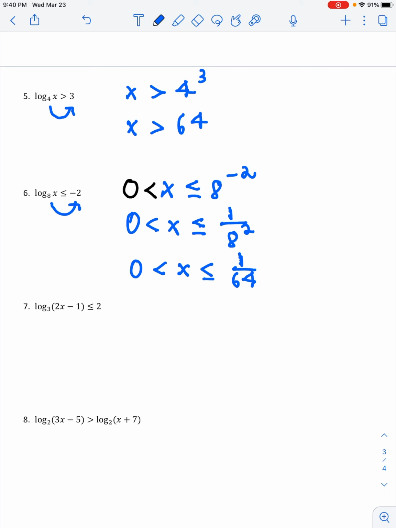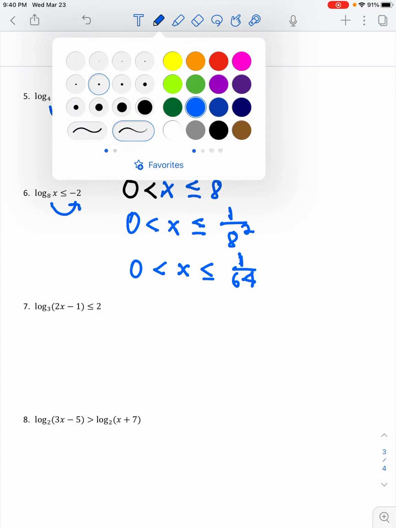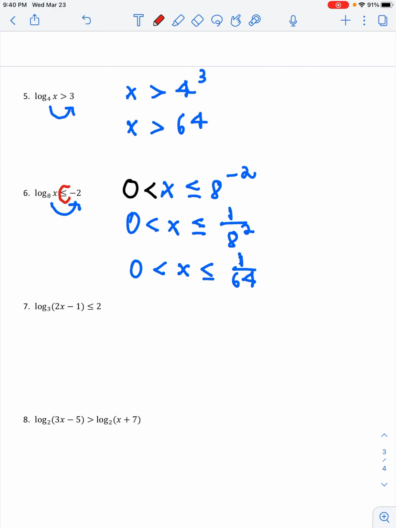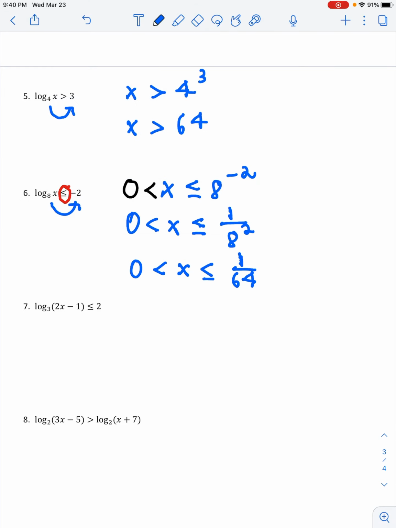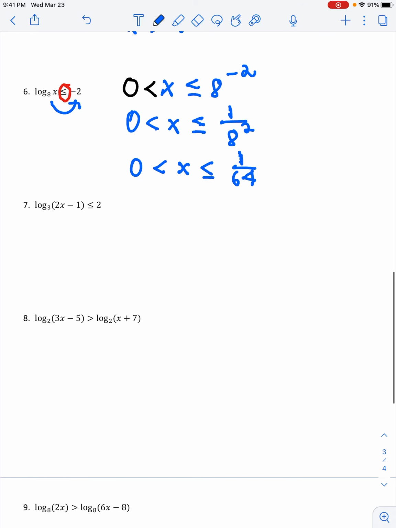So the firewall is really important when that inequality symbol is less than or equal to when you go to exponential form. Not as much of a concern in number 5 because the inequality was greater than. Of course, sometimes when you solve, you can get some flipping of inequality symbols, so you just have to be alert.